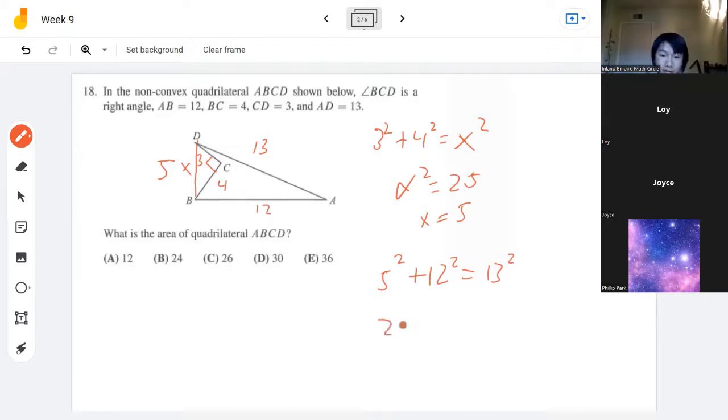So 5 squared is 25 plus 144. And then 13 squared is 169. So does this work out? Yes, it does. So now, because this works out, we know that this is a right triangle. And then from there, we can just find the area real quick. Does that make sense?